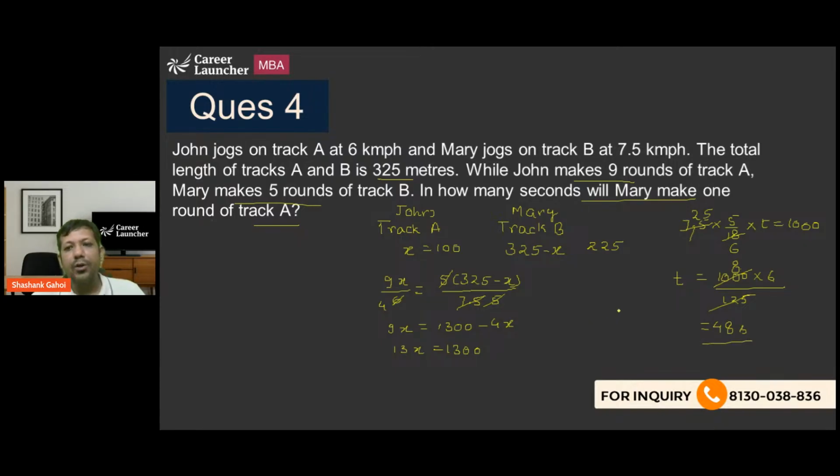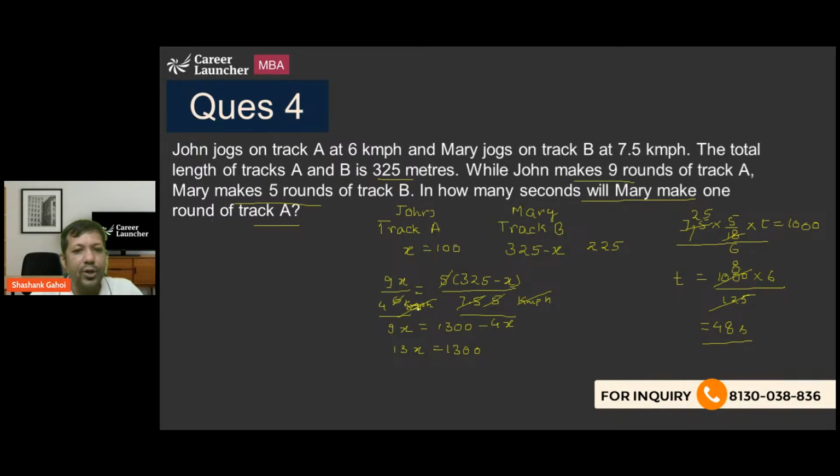Now you might think that I'm converting kilometer per hour into meter per second over here, and I'm not converting it here. Why so? Because this value is kilometer per hour, and this value is also kilometer per hour. So if you see, the unit is also going to be cancelled out. So here it won't make a difference.